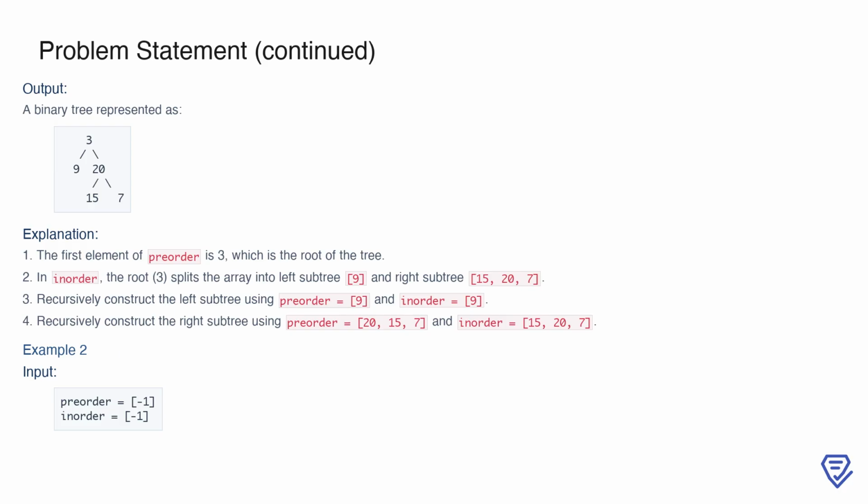To construct this, we start by identifying the root from the first element of preorder, which is 3. In the inorder array, this root divides the array into the left subtree, 9, and the right subtree, 15, 20, 7. Using this division, we recursively build the left and right subtrees. For example, the left subtree is constructed from preorder equals 9 and inorder equals 9, while the right subtree is constructed from preorder equals 20, 15, 7, and inorder equals 15, 20, 7.